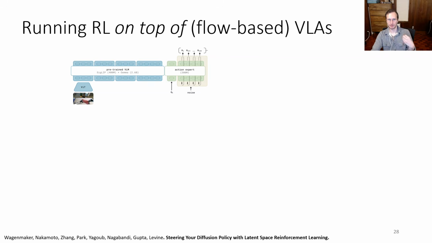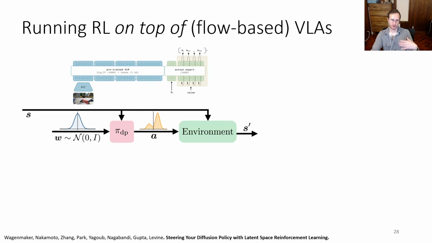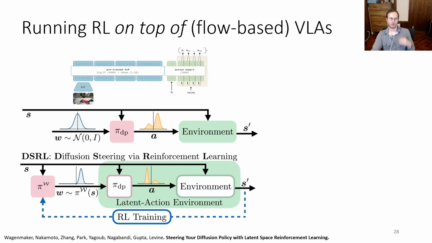Second generation VLAs typically use diffusion or flow matching, which essentially maps samples of random noise to actions. So diffusion models take noise and convert that noise into reasonable actions that have a high probability under the data. So what if we do RL, but instead of doing RL in the space of actions, we do RL in the space of noise samples that are sent into the diffusion model?